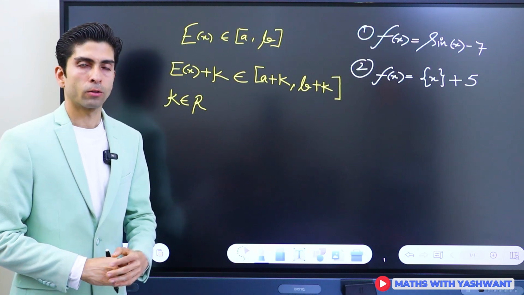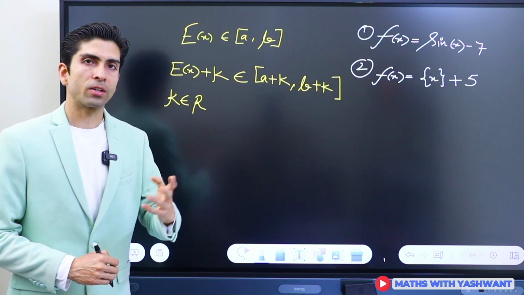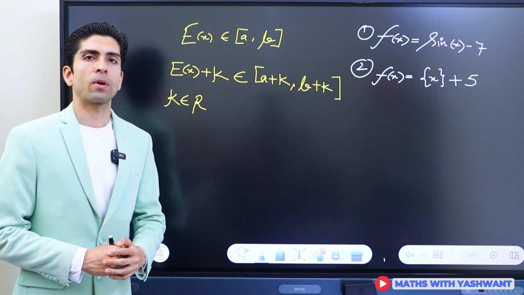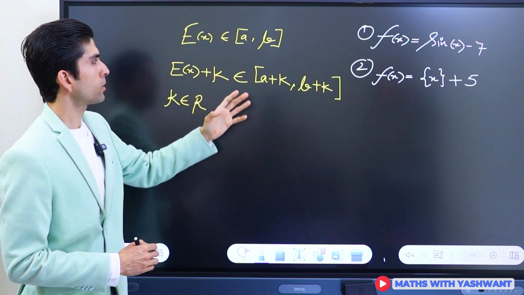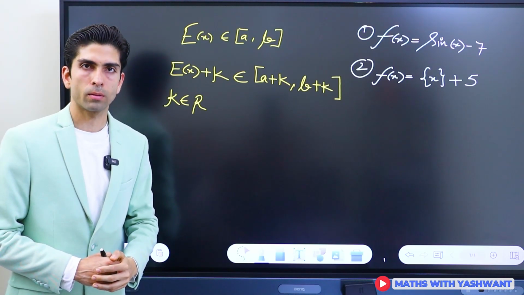and this will give us the range of the functional expression e of x plus k. So you have to remember that whenever a functional expression whose range is given to you and you are asked to find another functional expression by adding some constant, then you simply add the constant to the left hand boundary point and to the right hand boundary point of the previous function.